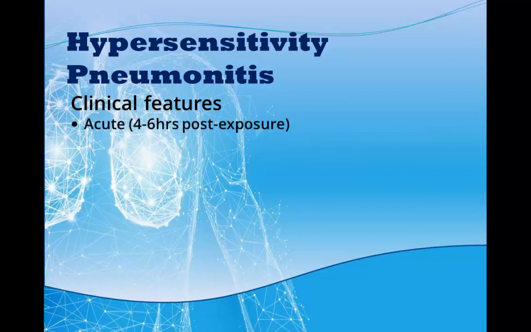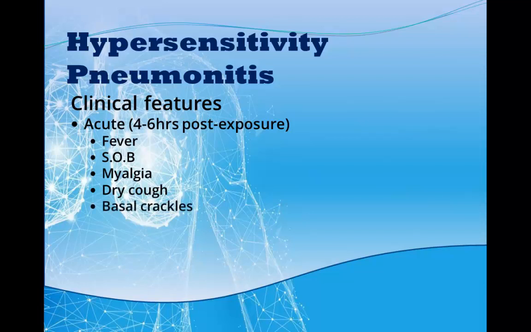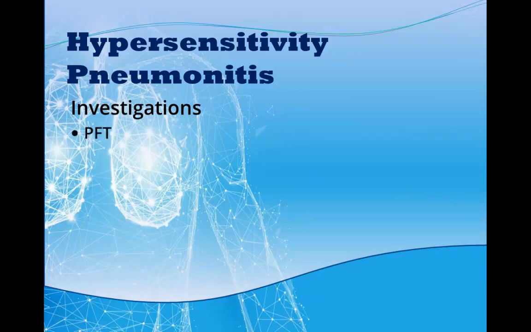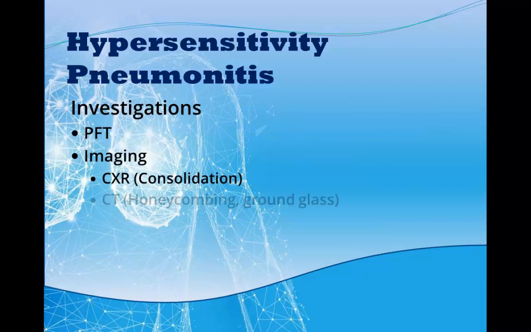Acute cases present 4 to 6 hours after exposure, and they present with fever, shortness of breath, myalgia, dry cough and basal crackles. In chronic cases, you have clubbing, increased shortness of breath and weight loss, with cor pulmonale and respiratory failure happening later. Pulmonary function test will show a restrictive disease. On imaging, chest X-ray will show consolidation and fibrosis in chronic cases. CT will give a ground glass appearance or honeycomb appearance.